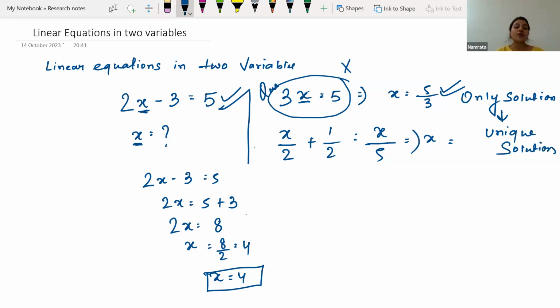So when we are solving a linear equation in one variable, we get a unique solution. What's the meaning of solution? Solution means the value of the variable, the value of the unknown. That is called the root of the equation or the solution of the equation. All are just synonymous words. So here we are getting one and only one value of x.